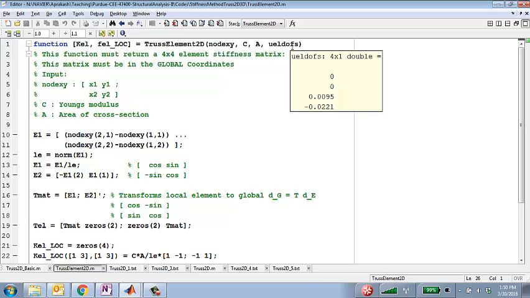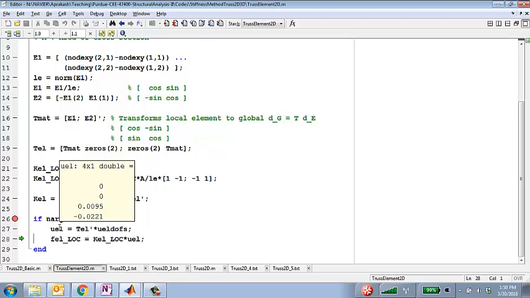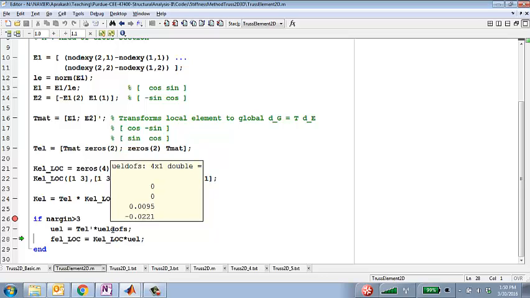So using that information, I should be able to figure out how much the element extended by, right? In order to find that, I'll calculate this U element. For this U element, I'm doing T transpose times the degrees of freedom, or the displacement. This U L dofs is what I got from the main code, so this is in the global coordinate system.